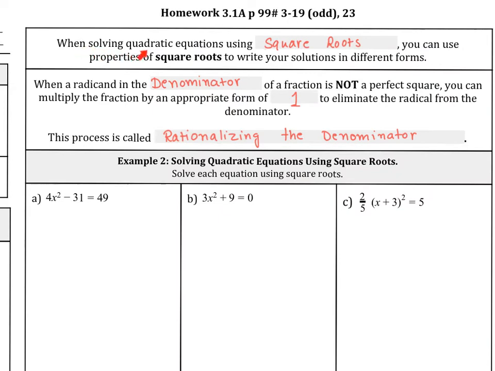Next is, when solving quadratic equations using square roots, you can use properties of square roots to write your solution in different forms. A radical symbol is the square root symbol. When a radicand in the denominator of a fraction is not a perfect square, you can multiply the fraction by an appropriate form of 1 to eliminate the radical from the denominator. The process is called rationalizing the denominator.